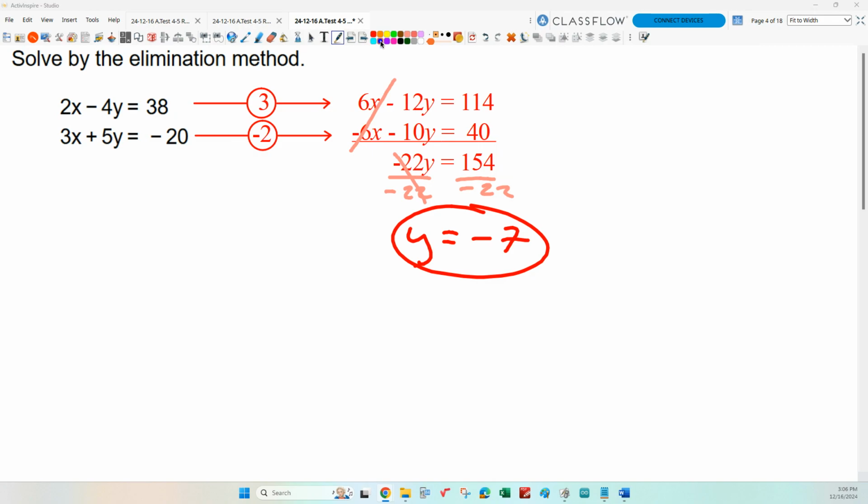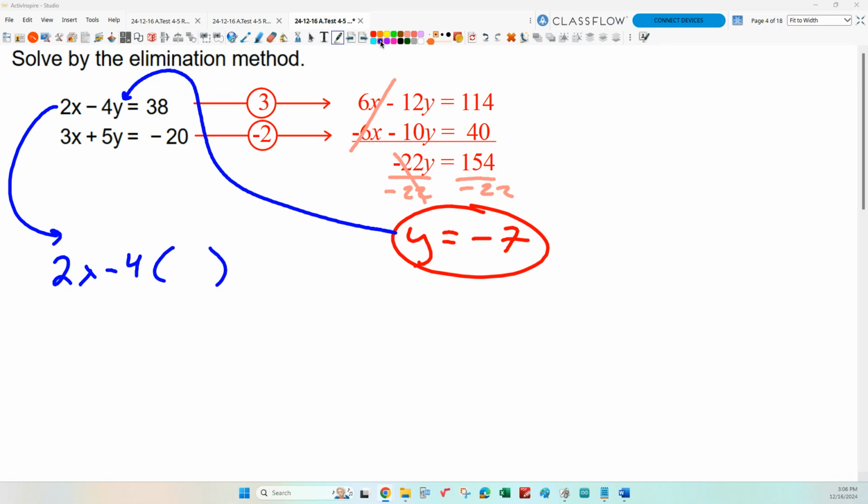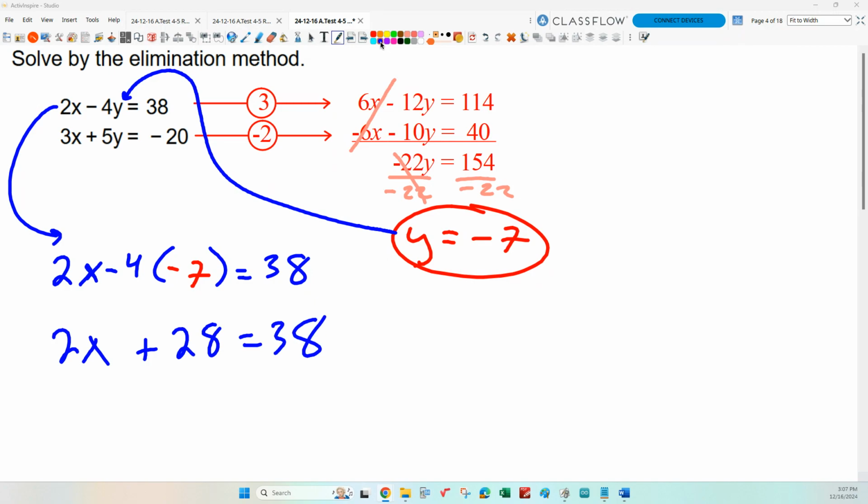So we'll plug that guy in up here, right there. And that's going to give me 2x minus 4 times my y value of -7, and that's equal to 38. Okay, so that gives me 2x. Negative times negative is positive, so 2x plus 28 equals 38.